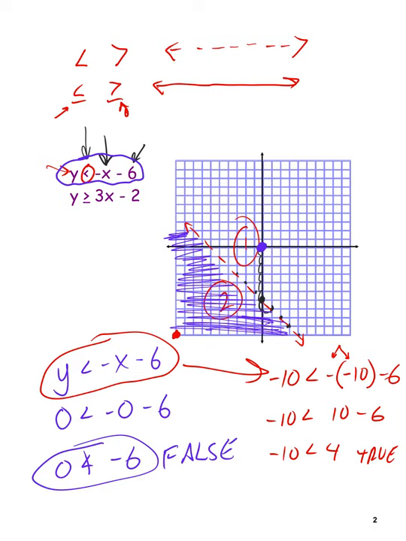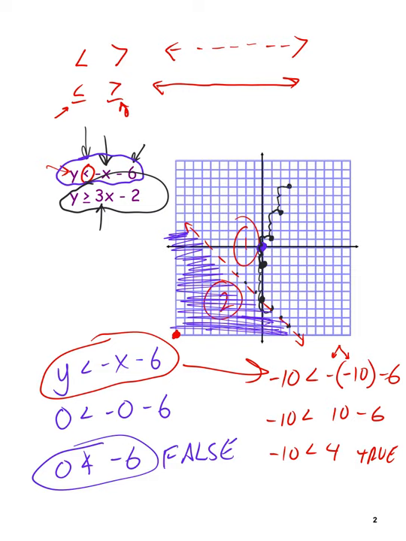Now let's look at the other line. The other line here, and this is where the system comes into play, is y is greater than 3x minus 2. So I'm going to go to negative 2 for my intercept. And my slope here is 3, so I'm going to rise 3 and run 1. Rise 3 and run 1, rise 3 and run 1.